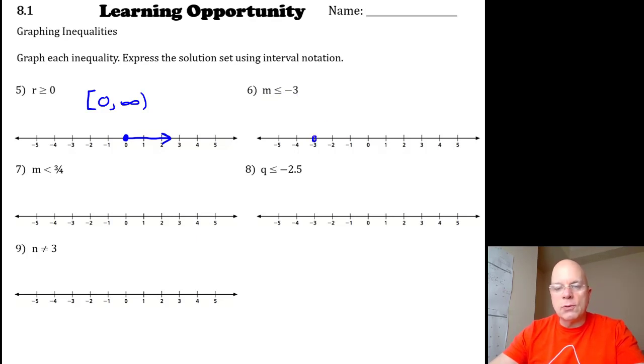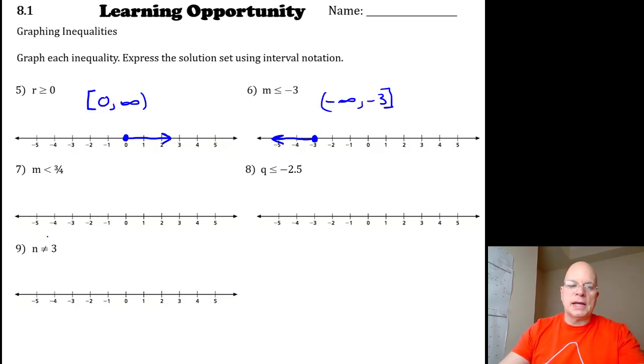Number 6, m is less than or equal to -3. Since m could equal -3, we put a solid dot, or any value less than, so arrow to the left. The interval goes from -infinity to -3, brackets on the -3 because it's included. Infinity and -infinity always get parentheses.